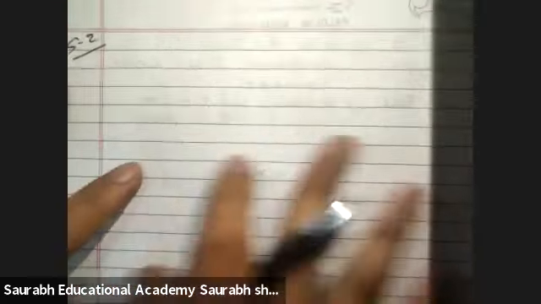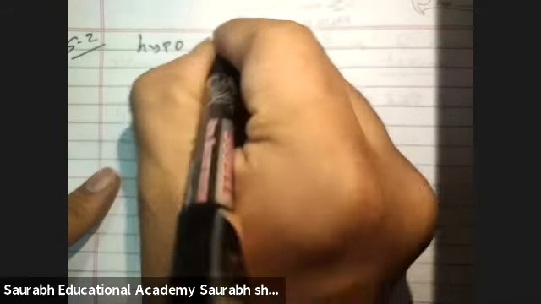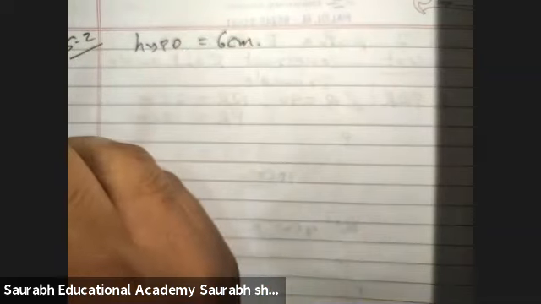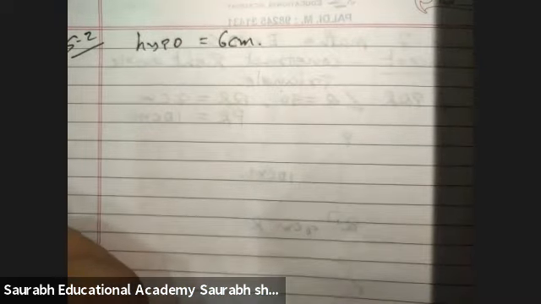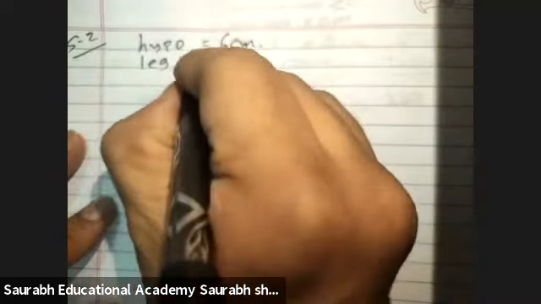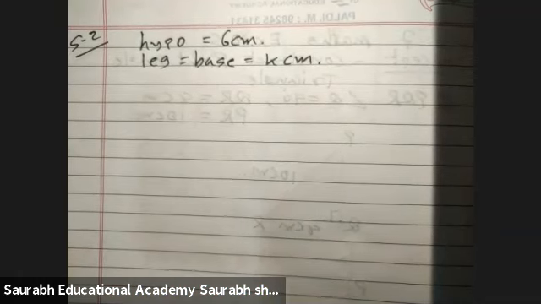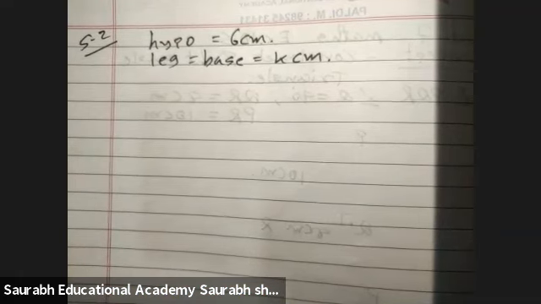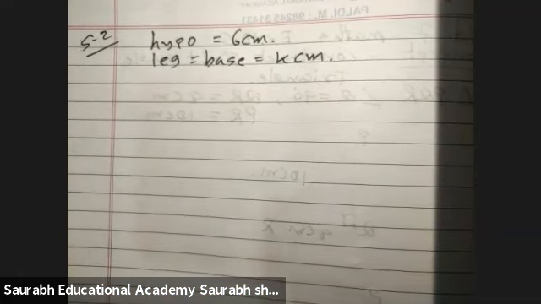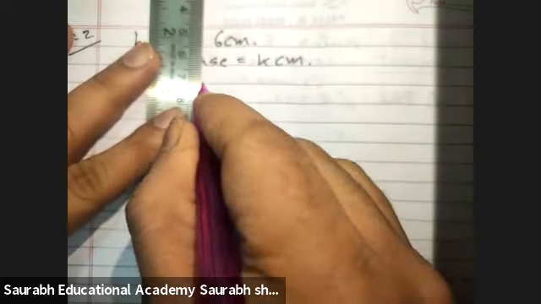Number two. Construct a right angle triangle whose hypotenuse is 6 cm and one leg is 4 cm. Leg means base. Base 4 cm. Clear? Okay. Once again, same steps. We'll draw a rough figure first.